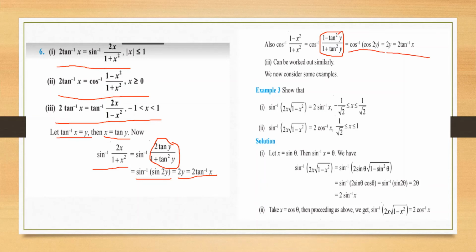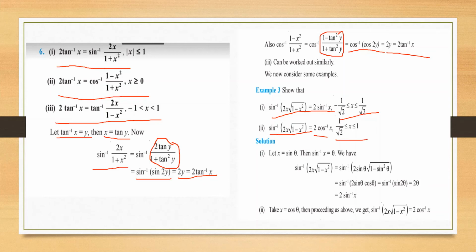Number 3 is a very important one. Show that sine inverse (2x root 1 minus x square) equals 2 sine inverse x when x is lying between minus 1 by root 2 and 1 by root 2. And sine inverse (2x root 1 minus x square) will be equal to 2 cos inverse x if x is lying between 1 by root 2 and 1. Okay, so let us see this result.